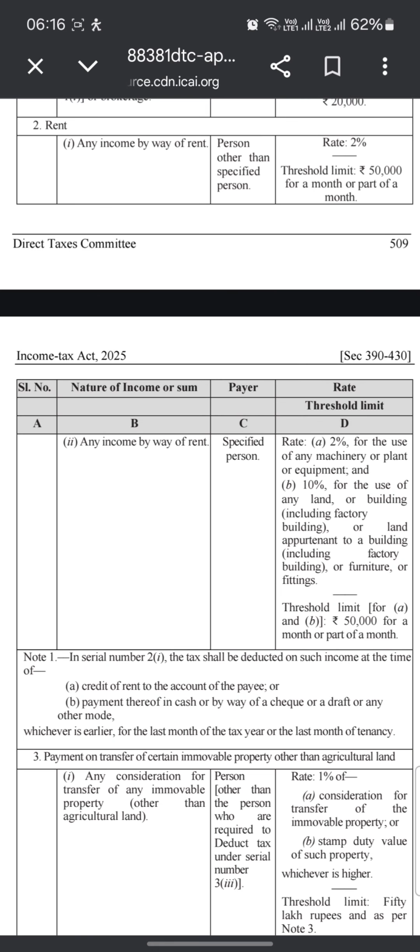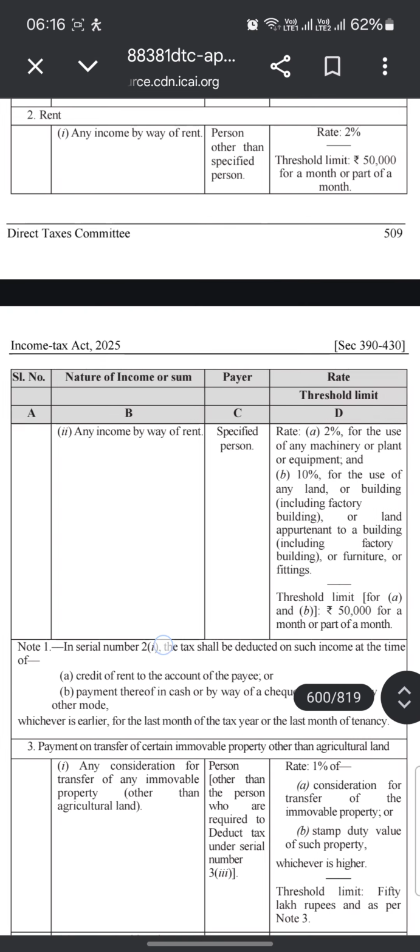Rent: any income by way of rent, other than the specified portion, has a rate of 2%, and the threshold limit is 50,000 for a month or part of a month.